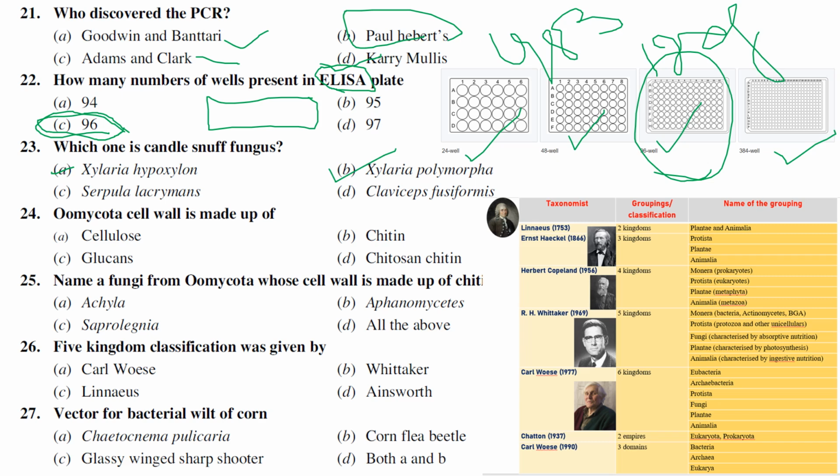Serpula lacrymans is a house fungus, like some kind of infections it causes. I think it's a household fungus, some kind, actually I forgot. Claviceps fusiformis generally causes ergot diseases.